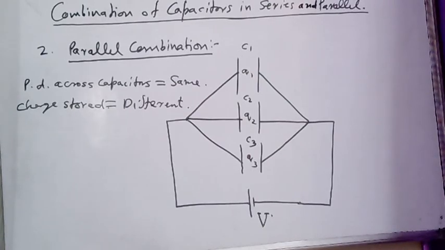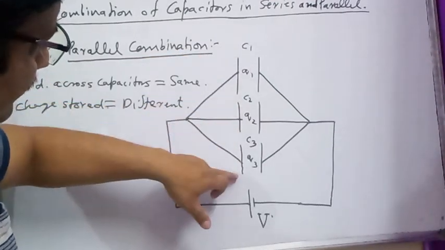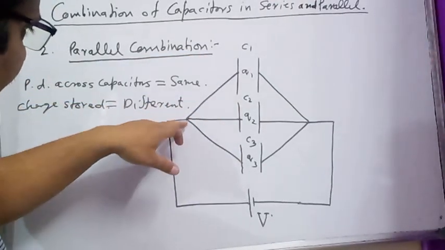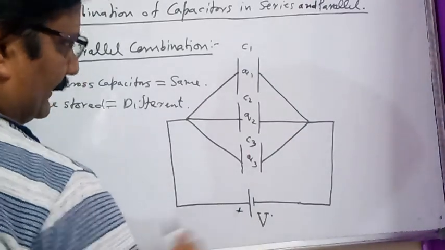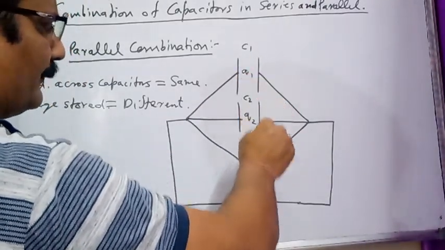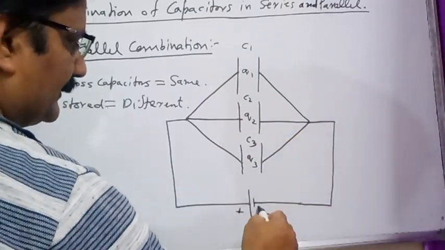Students, see, this is parallel combination of capacitors. In parallel combination of capacitors, first plate of all the capacitors are connected to a common point, and that point is connected to positive terminal of the cell or battery. The second plate of all the capacitors is connected to negative terminal of the cell or battery.